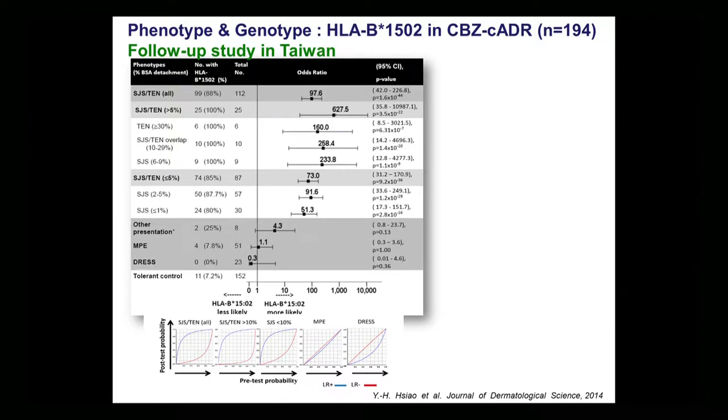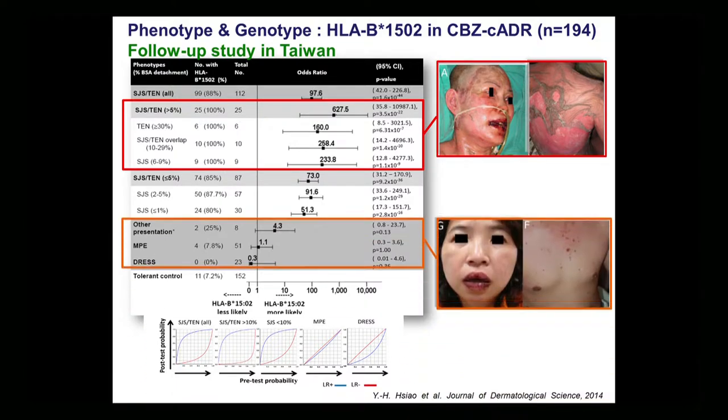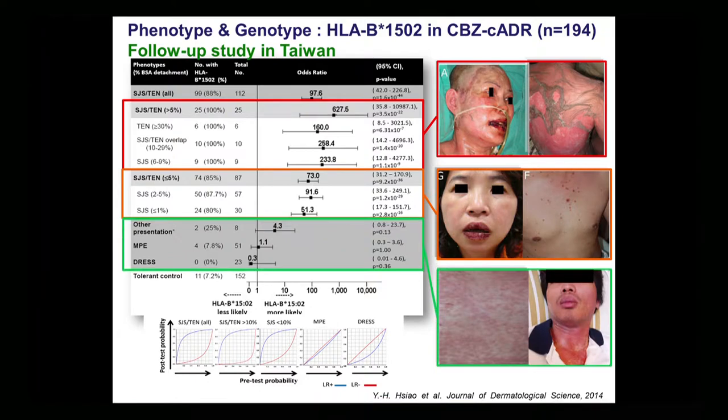So we followed up with a larger sample size to look at the phenotype and genotype correlation. We found HLA-B1502 is only strongly associated with the phenotype of Stevens-Johnson syndrome or TEN, especially with the clinical presentation of more extensive epidermal detachment, more than 5%, 10%. This kind of genetic association becomes nearly 100%. But with patients with limited skin involvement, such as less than 1%, or patients without this kind of blistering reaction, such as hypersensitivity syndrome, a different phenotype, then the genetic association disappears. We cannot observe this kind of strong association.